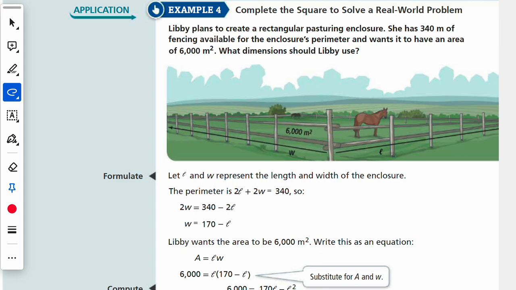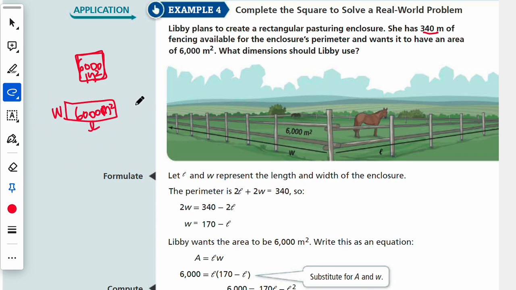So first of all, you want to understand the situation and formulate your equations in order to solve them, right? So she has 340 meters of fencing available for the enclosure of the perimeter. Perimeter is the length outside the fence, outside the area, right? And wants to have an area of 6,000 meters squared. And we're not saying she's going to have a perimeter of 340 meters. She just has that much available, right? So it's a rectangle, not a square, but it's going to be 6,000 meters squared inside.